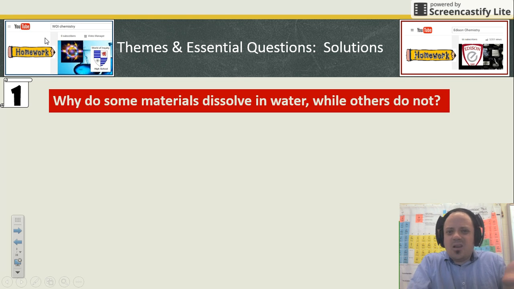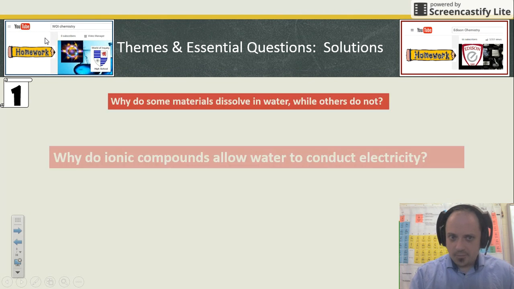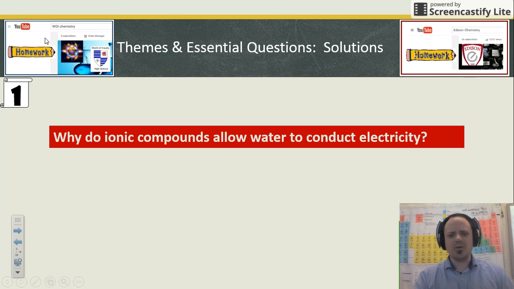Why do some things dissolve in water while others do not? There's a special rule I'm going to teach you. It's called like dissolves like, and we'll see those details later on. Why do ionic compounds allow water to conduct electricity? You saw this in the chemical bonding unit in that lab where you took the conductivity tester and some of the chemicals turned the light bulb on and allowed the water to conduct electricity. The question is why?